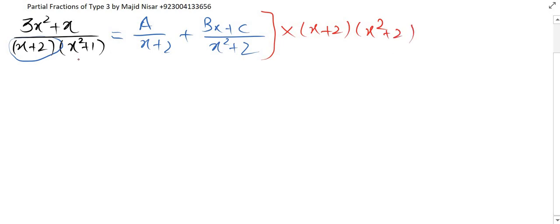Sorry, this is x squared plus 1, not 2. So we will eliminate it. That is why we have to multiply it with x squared plus 1.